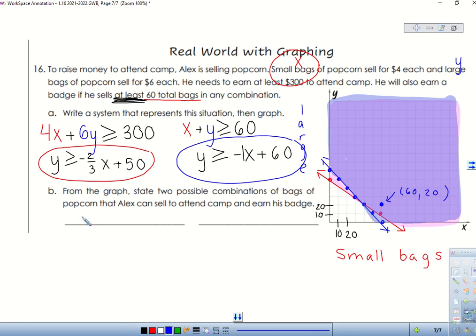So that would work. So 60 small and 20 large would be fine. What's another amount that would be fine? Anyone know? 80 and 10. Good, 80 and 10. So if I go over 3, 4, 5, 6, 7, 8, and then up to 10, that would work too, good. So 80 small and 10 large.